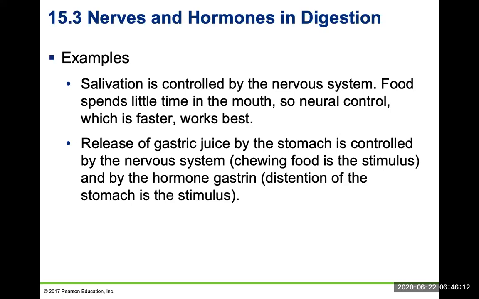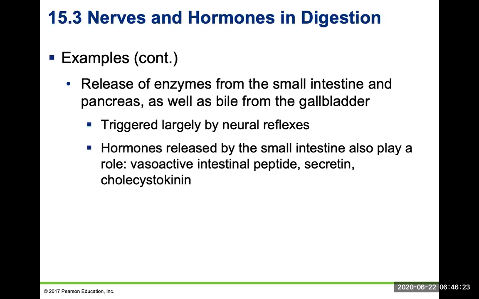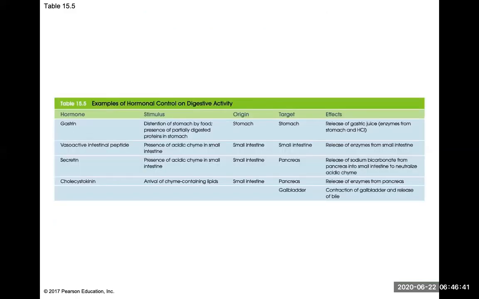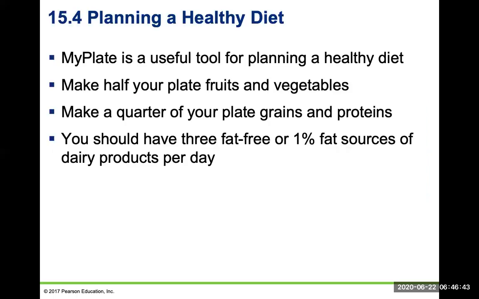So neural control will work better and faster in this case because food doesn't spend that much time in the mouth. And release of gastric juice is controlled by the nervous system and the hormone gastrin. Release of enzymes from the small intestine and pancreas, as well as the bile from the gallbladder, is triggered by neural reflexes, and hormones are released by your small intestine, which also play a role. So here's a look at neural control on digestive activity and hormonal control on digestive activity.